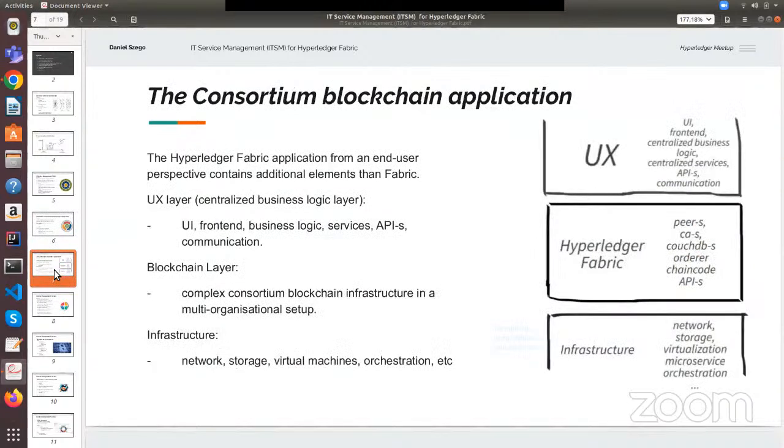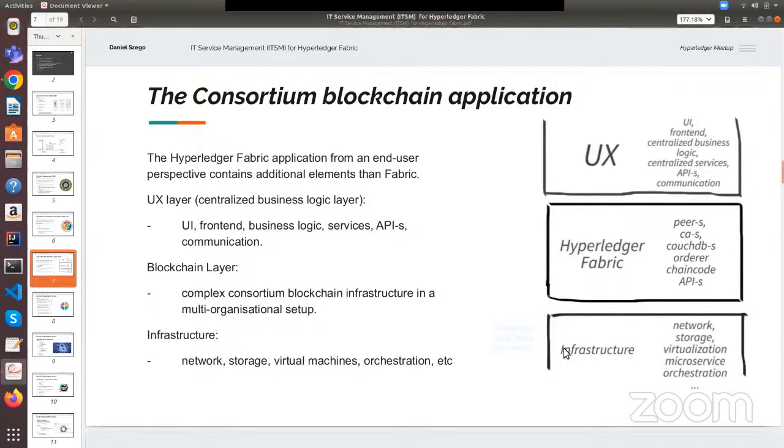One thing to consider, and that's usually overlooked: when we speak about operating or maintaining or doing professional IT service management for Hyperledger Fabric or for a consortium blockchain, usually that's not the scope, because Hyperledger Fabric usually doesn't stay alone in the company. Fabric won't be enough alone for you to build a complex application. For a complex application, there are a couple of other things that should be considered.